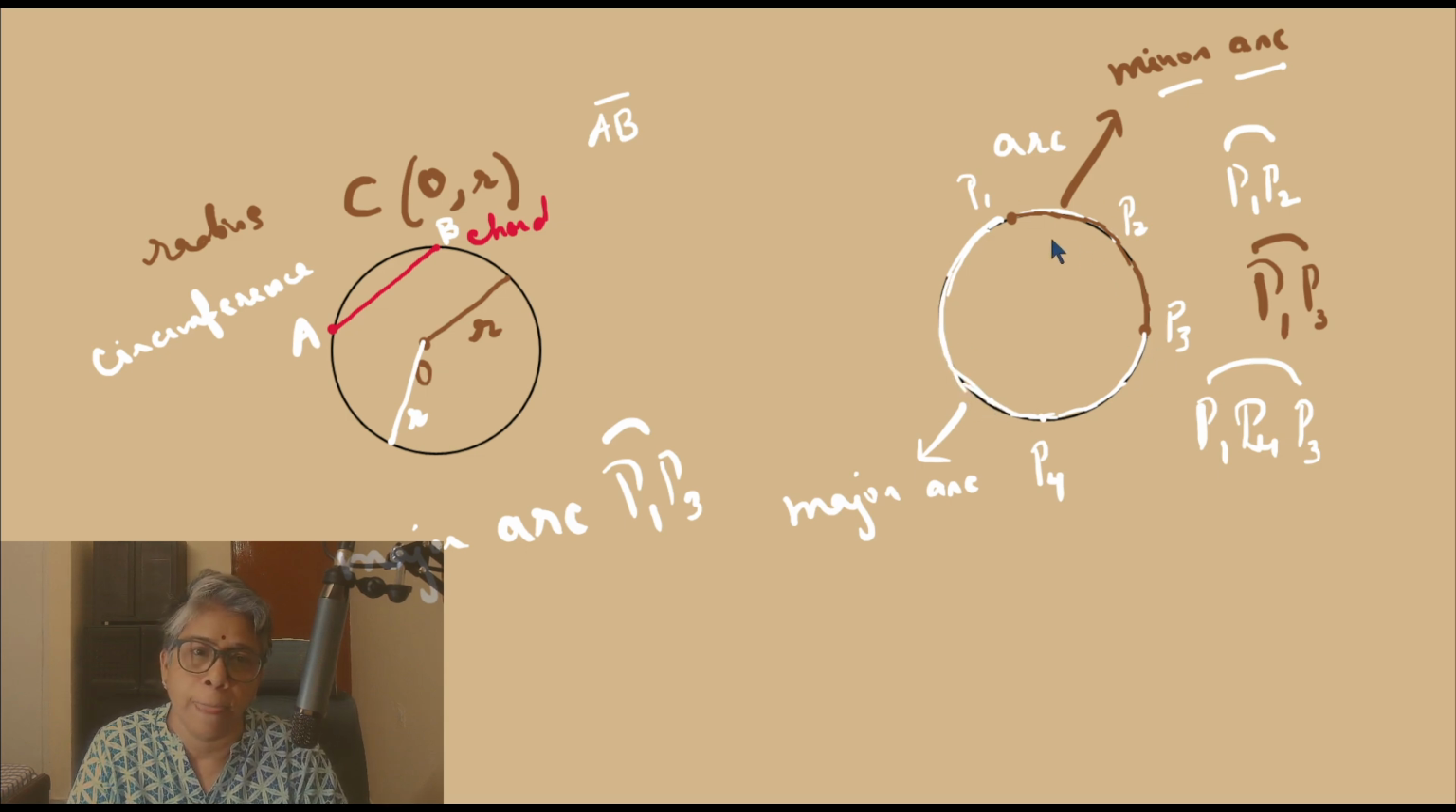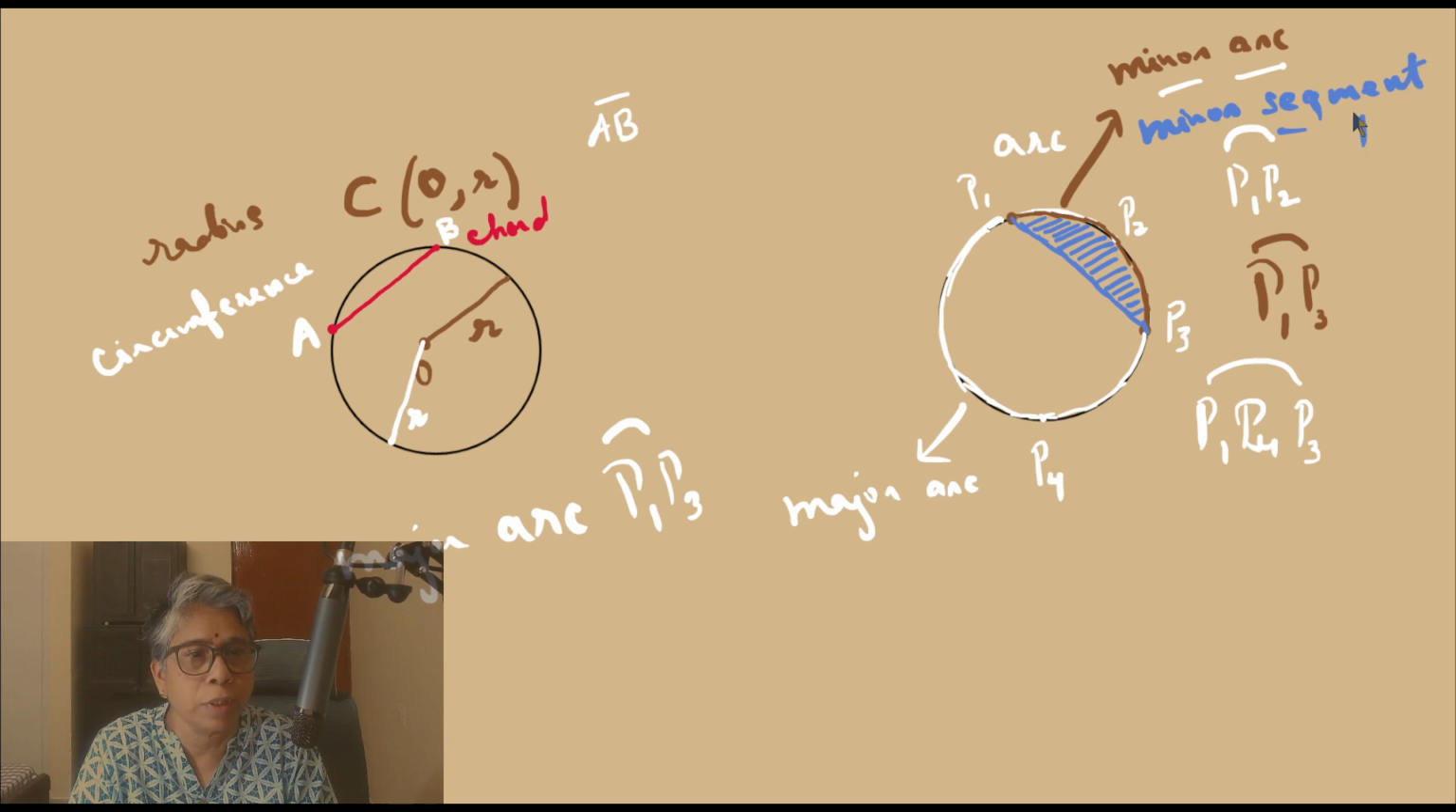So I hope the arc of a circle is clear now. And there's just one more thing which I would like to add here in this video. This segment, if I talk about arc P1, P3, this portion which is covered by the arc P1, P3 and the chord P1, P3 is called as the minor segment of the circle. This is called as the minor segment P1, P3 of the circle, right? I'm talking about the area which is covered here. This is called the segment. It is a segment of the circle, and this is the minor segment.